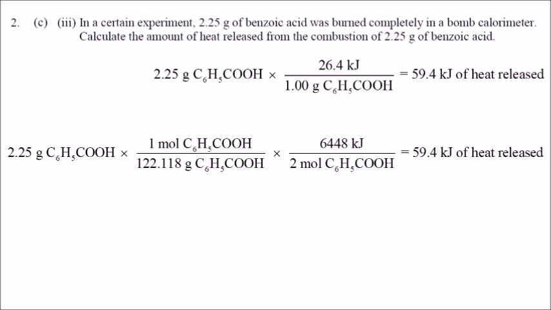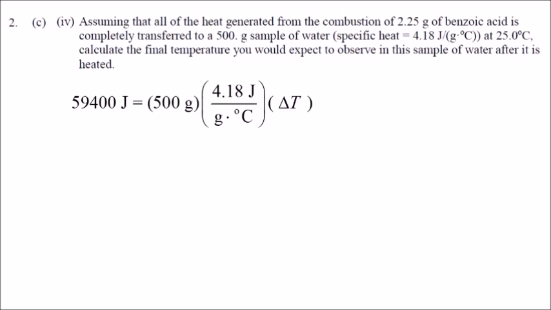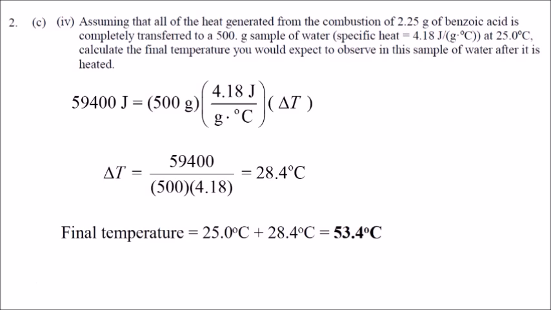Now, what can we do with this heat? We can see how much water is going to be affected by that. So this water is now being heated by the 59.4 kilojoules, or 59,400 joules. So 500 grams of water, again, Q equals mc delta T. We have our specific heat capacity of water, and we don't know the delta T. So we'll go ahead and solve for delta T, and we get 28.4 degrees Celsius. The final temperature would be 25 plus 28.4. The final temperature of the water, after it absorbs the 59.4 kilojoules of heat, is 53.4 degrees Celsius.